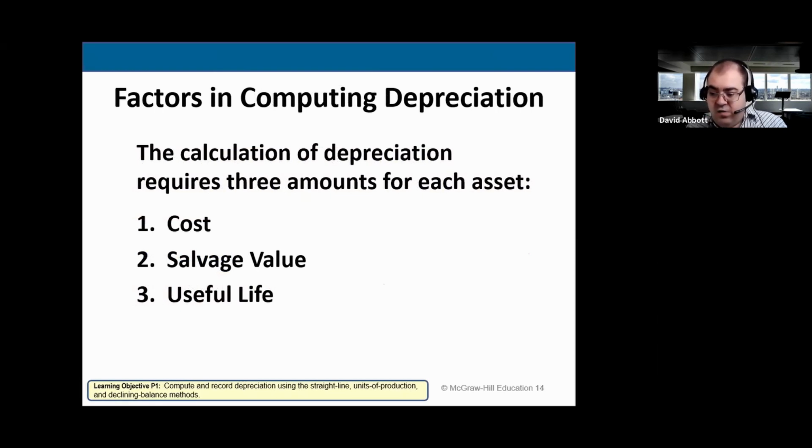Now, factors that determine depreciation are cost, salvage value, and useful life. So cost of a plant asset consists of all the necessary and reasonable expenditures to acquire it and prepare it for its intended use. Salvage value, also called residual value or scrap value, is an estimate of the asset's value at the end of its useful life. This is the amount the owner expects to receive from disposing of the asset at the end of its useful life. If the asset is expected to be traded in for a new asset, its salvage value is the expected trade-in value.